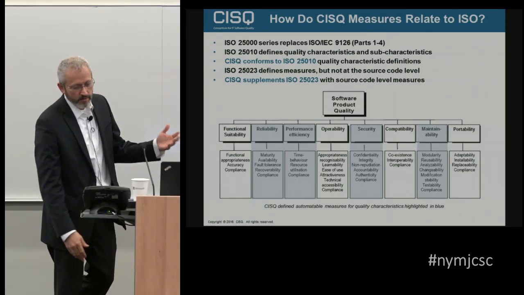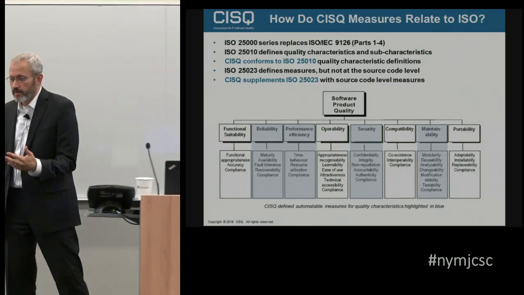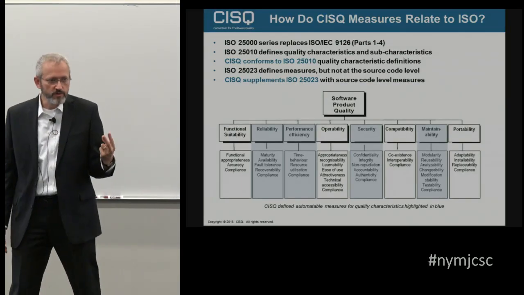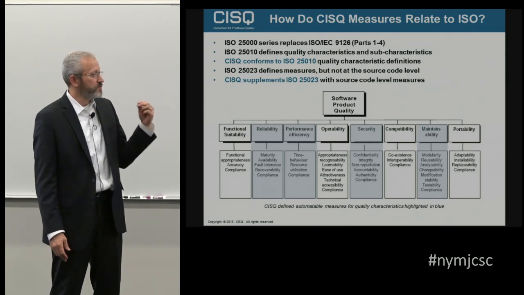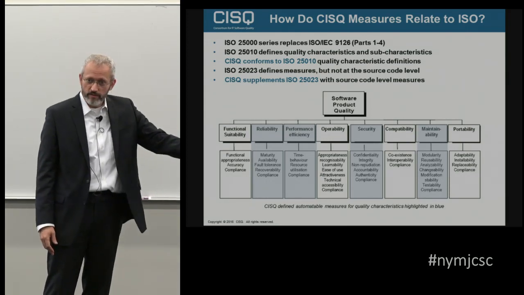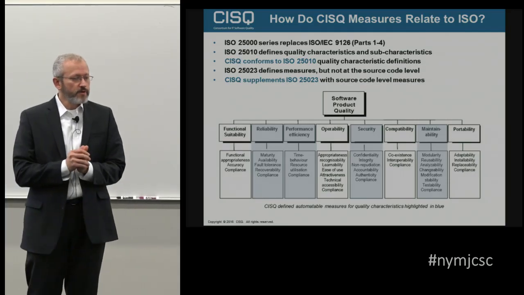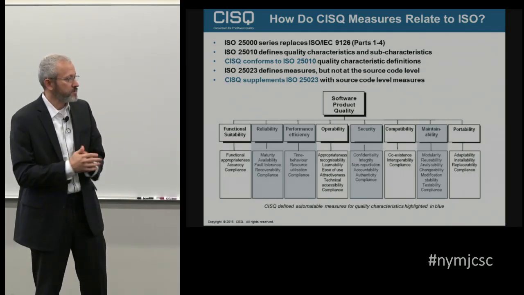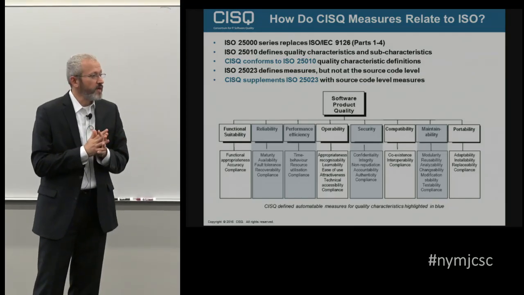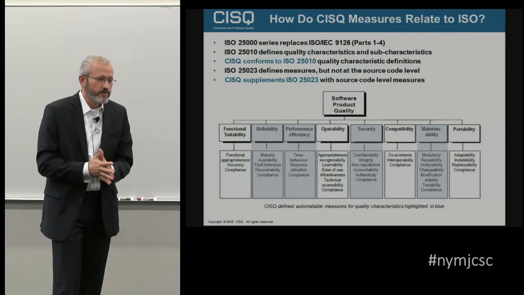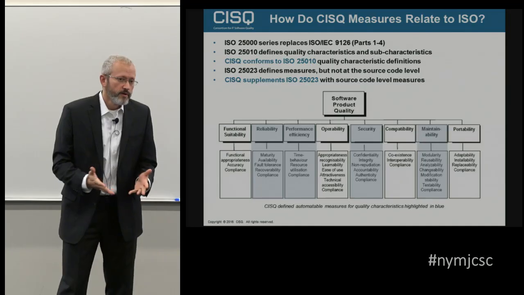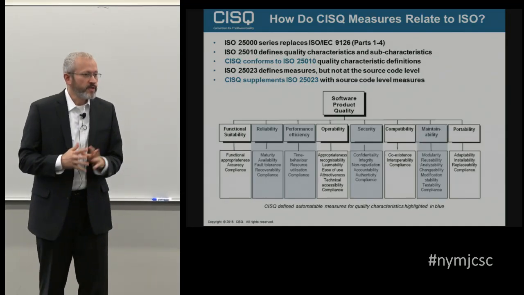Now, Bill, if he were here, would tell you that he's one of the two US representatives to the ISO committee on the 25,000 standards. And it's pretty international. There's a large contingent out of Japan, which should be no surprise if you're talking about quality, that is helping define the standard.